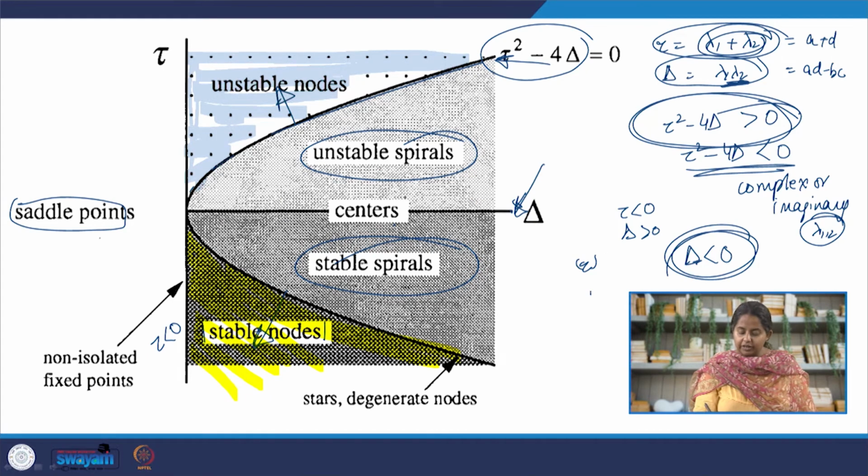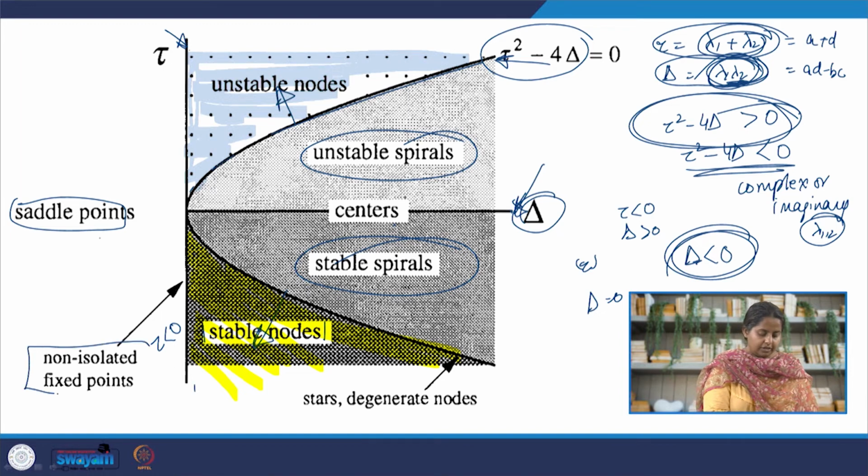Now, what happens when, regardless of your tau, your delta is equal to 0? When delta is equal to 0, it means one of your eigenvalues is 0. So this is when we are dealing with a line of fixed points or a plane of fixed points, because the growth or decay in one direction corresponding to one eigenvector has become 0. If you look at this diagram, when delta is equal to 0, we are now limited to the y-axis. So we are dealing with non-isolated fixed points.